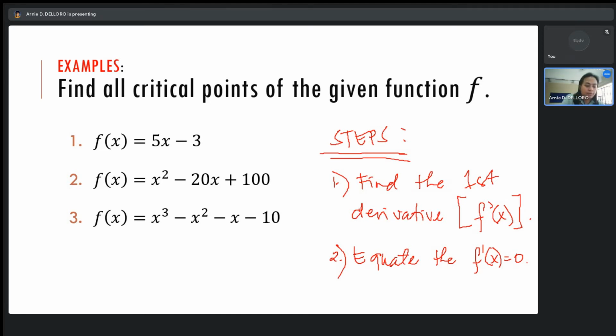Dito ako sa sunod na slide po. So the first function, number 1, is f of x equal to 5x minus 3. Balikan ko nga kung tama. 5x minus 3. If we will be determining the first derivative, following the rules of differentiation, the derivative of the function 5x minus 3 is equal to 5.